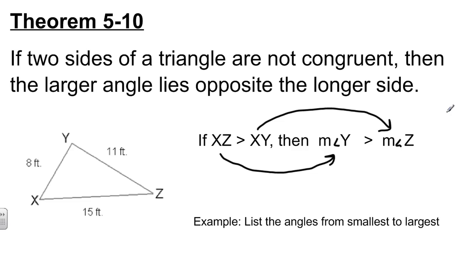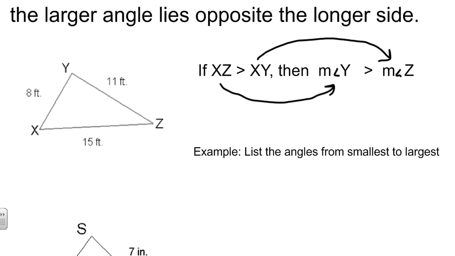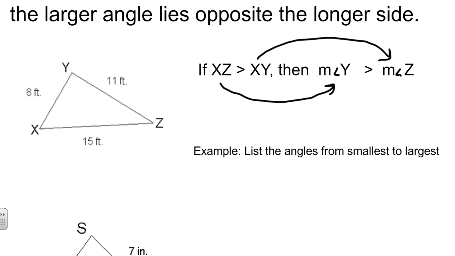Okay, so longest side opposite largest angle. It also goes to show that the smallest side is opposite the smallest angle. All right, and vice versa. So if we want to list the angles from smallest to largest, looking at this example here, we want our angles from smallest to largest in triangle XYZ. So we need to look at our sides because we don't know any actual measurements for our angles in this triangle, but we do know the side length.